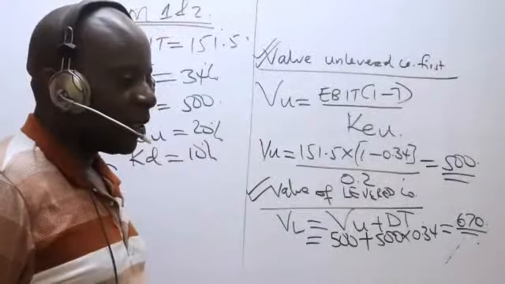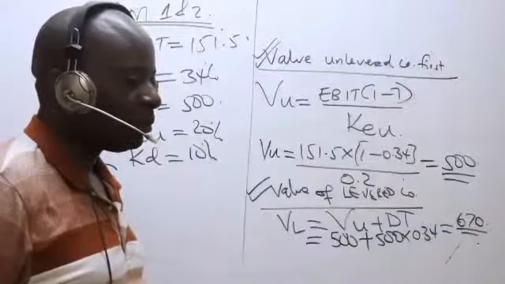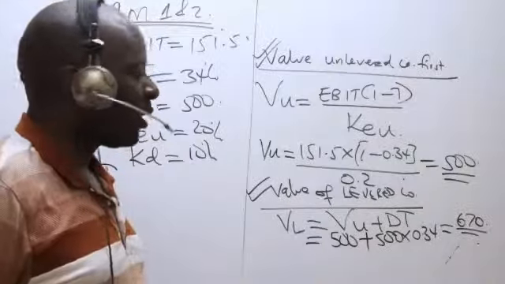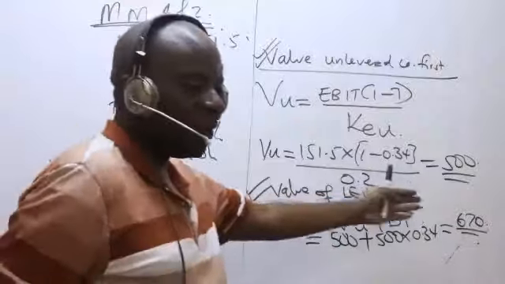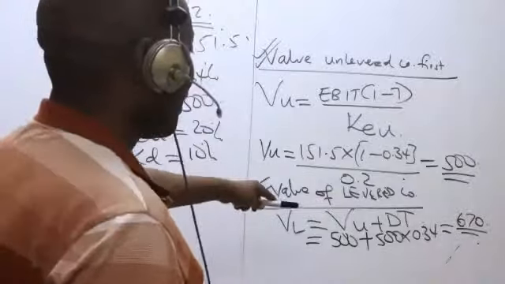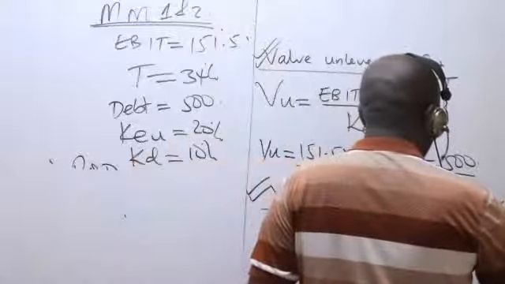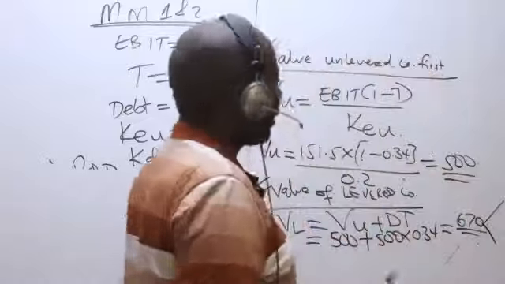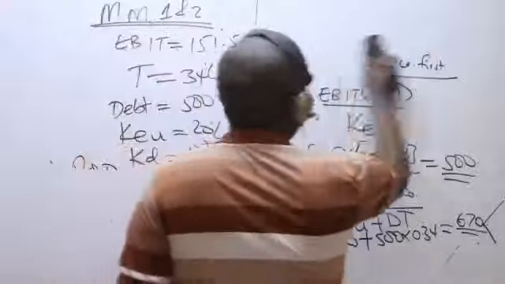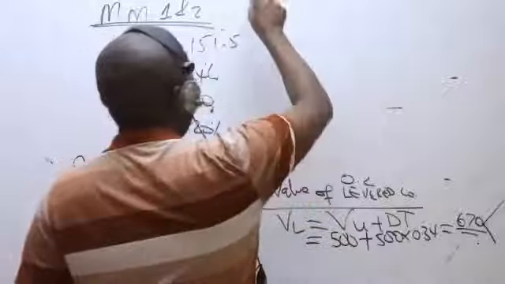All right. So after that, what do you think will be the third step? The third step, you break down value of the levered into debt and equity. Unfortunately, we know the value of debt. Break down the value of the levered into debt and equity.